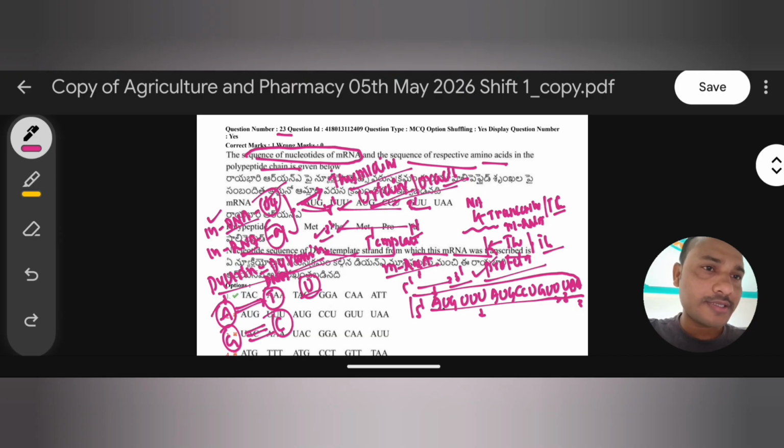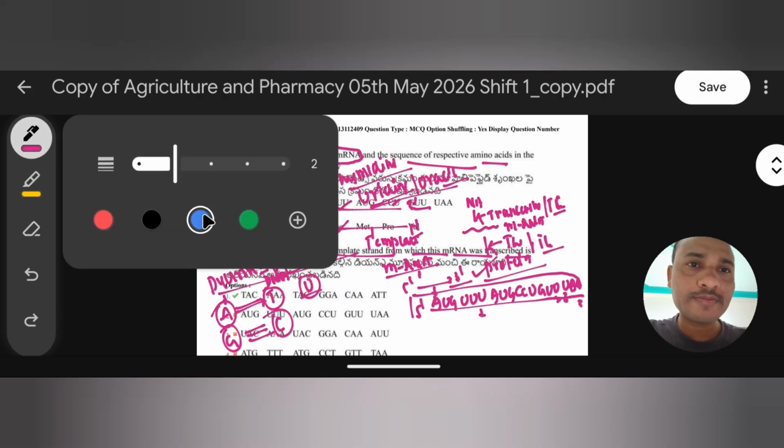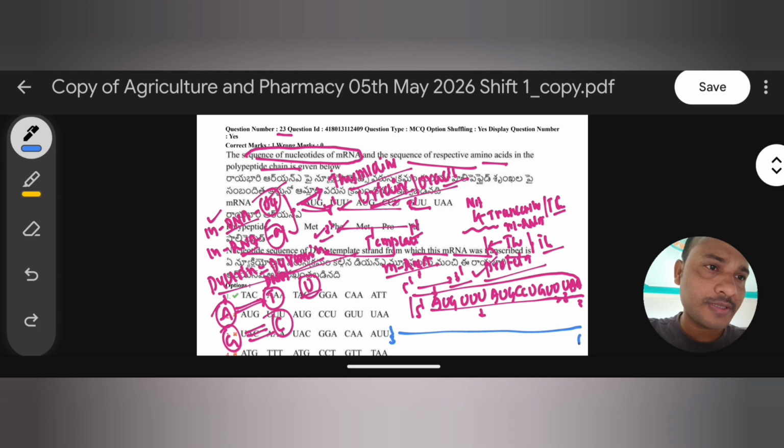Okay, right. So 5 prime to 3 prime means the template strand must have this sequence in the 3 prime to 5 prime direction. So here, identify A. Generally these nucleotide sequences are present on mRNA. Now we have to focus on the DNA sequence. In DNA, A pairs with T.